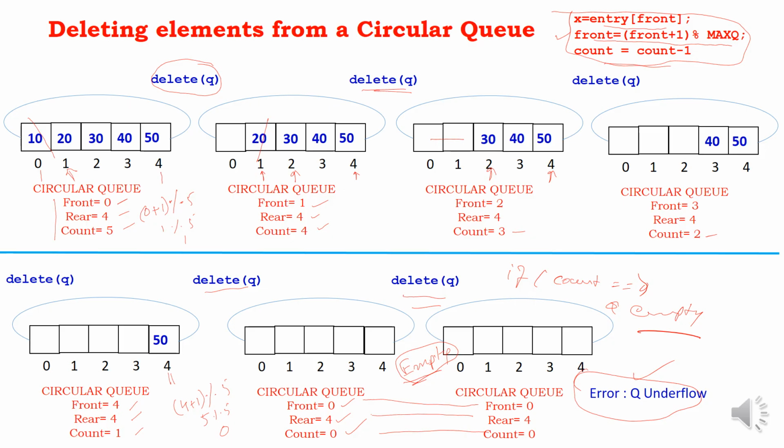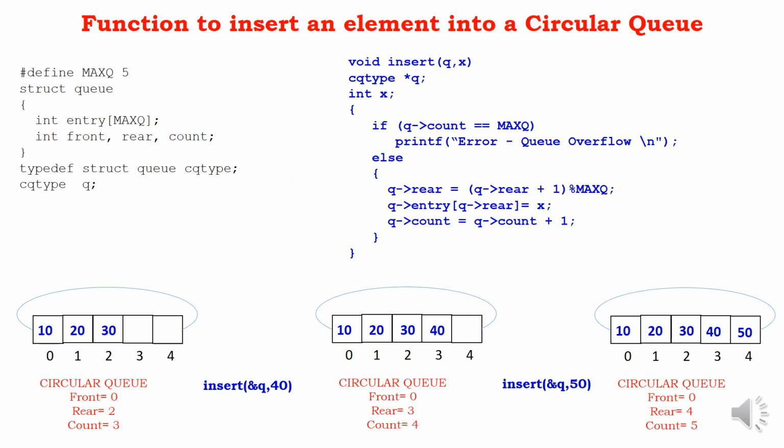Every time you insert, rear is changed, count is changed. Every time you delete, front is changed and count is changed. So while insertion count is increasing, while deletion count is decreasing, so we are keeping track of the count of values that are there in the circular queue. If count is the total number of elements, that is max queue, we say queue is full. If count is 0, we say circular queue is empty. We have seen how to insert elements and how to delete elements from a circular queue.